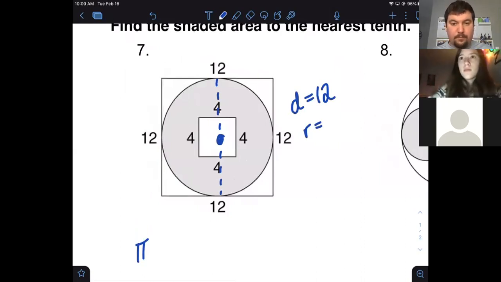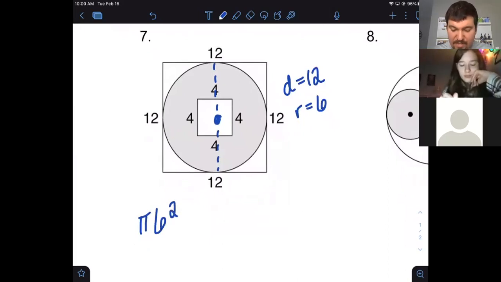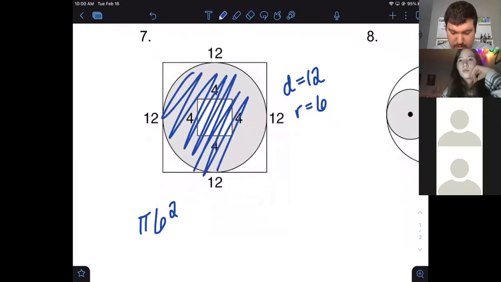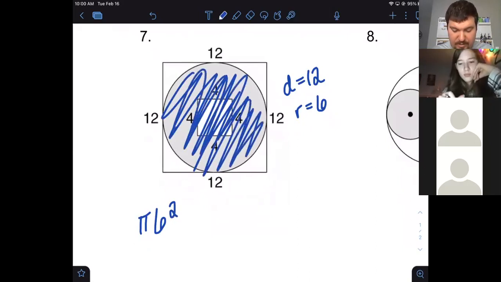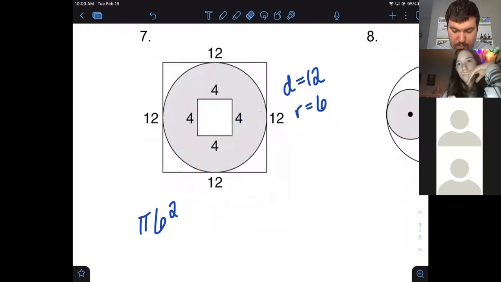6, yeah, be exactly half of that. Good. So I'm going to do pi times 6 squared. That's going to give me this full circle. But I don't want the full circle. There's a part of the circle that I would like to remove. And the part of the circle that I'd like to remove is this square piece right here. So I'm just going to subtract away the area of that square piece, which is 4 times 4.